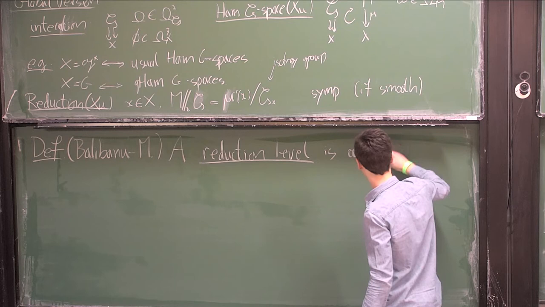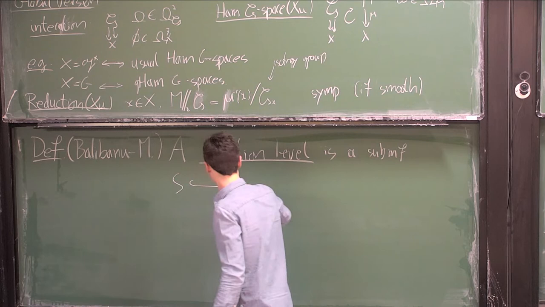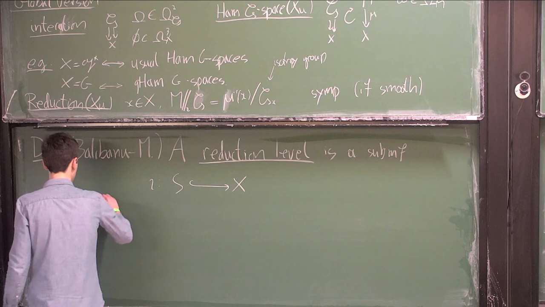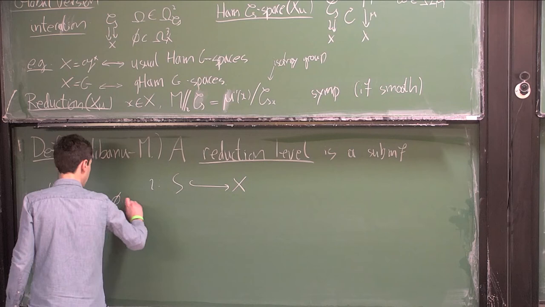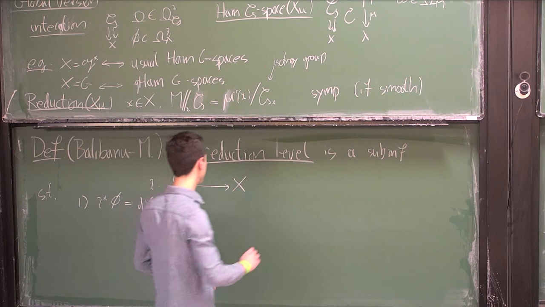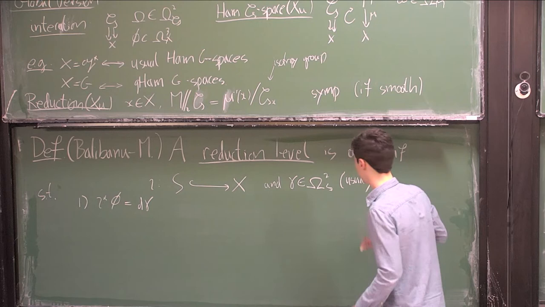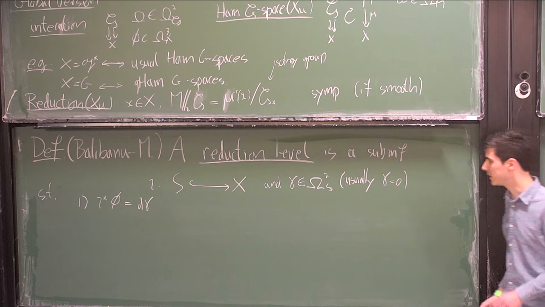S, such that two conditions hold. First of all, if you pull back the twisting closed form to S, that should be exact. So if you have this as d gamma for some gamma, and I will think of gamma as being part of the structure. But I should say that usually, in most applications, gamma is actually zero, so we don't really think of it as an extra structure, but the general statement has a gamma.